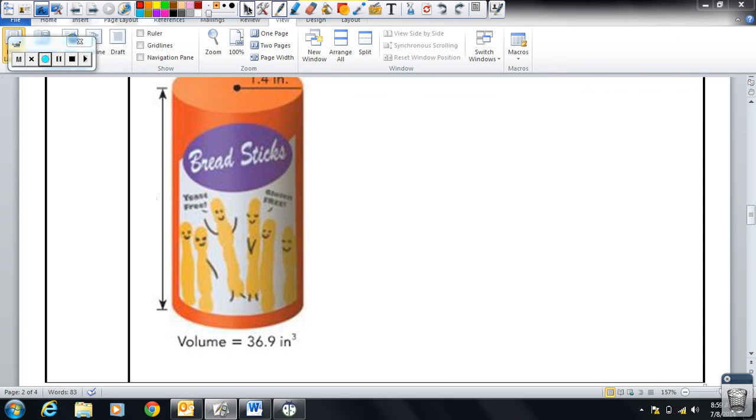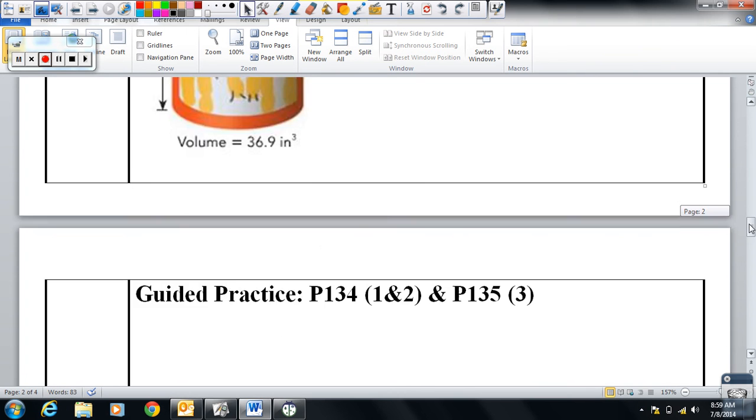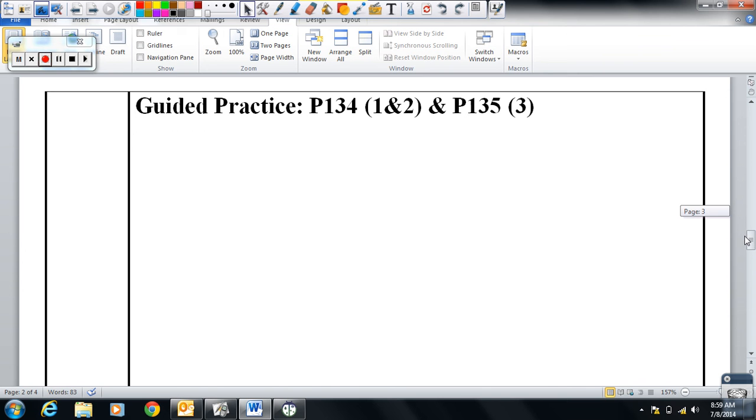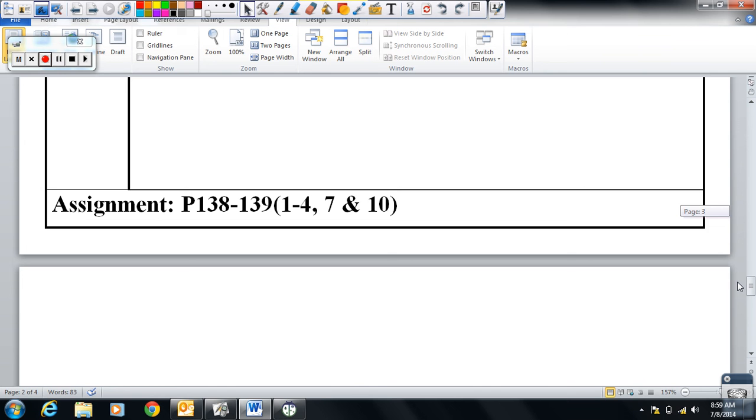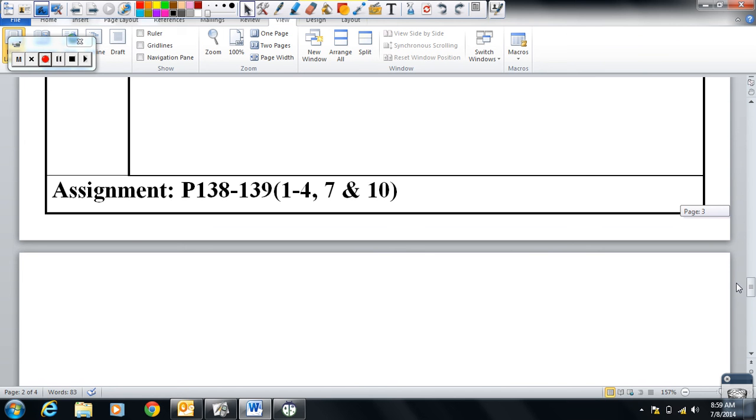The next page then discusses your guided practice questions that you'll have completed when you come to class. Page 134, 1 and 2, and page 135, number 3. And then the assignment that matches this is page 138 through 139, 1 through 4, 7, and 10.